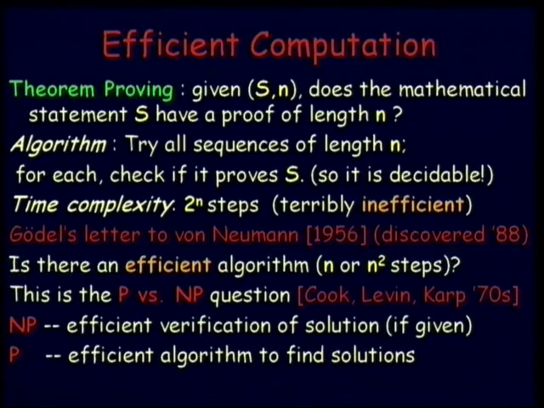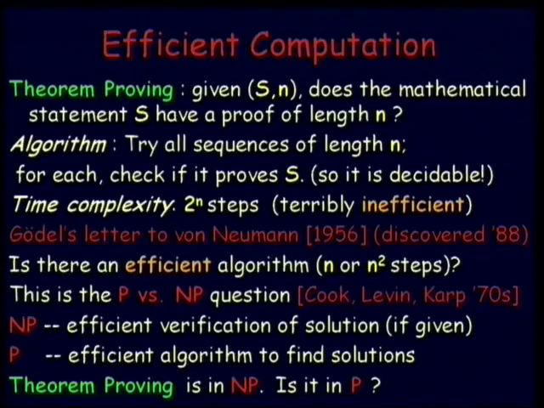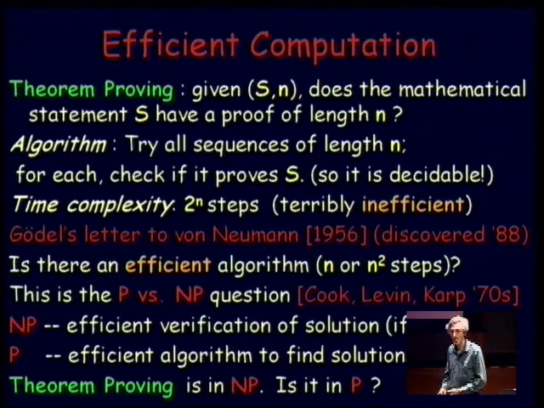P stands for polynomial, and NP stands for non-deterministic polynomial, which comes from the ability to guess the solution. So P, polynomial, like n or n squared or n cubed, etc., are problems for which there is an efficient algorithm of this complexity that finds a solution. And we just saw that, and I'm sure Gödel realized this, this problem, for example, is in NP, verification is trivial. Can we find solutions efficiently? That was Gödel's question.